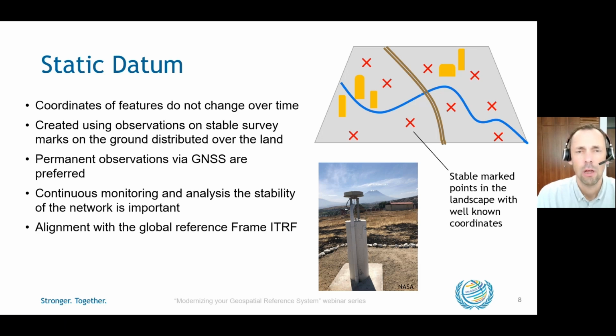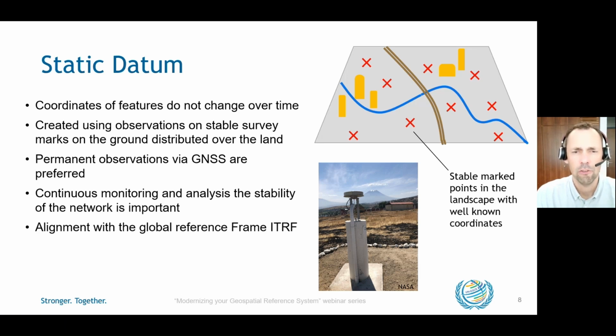As indicated with the red crosses in the graphic on the top right, a static datum is created and accessed using stable survey marks distributed over land. For each such survey mark, the coordinates are observed. On the bottom right picture, you see then an example of a geodetic survey mark equipped with a permanent geodetic antenna that allows continuous measurement of this survey mark.